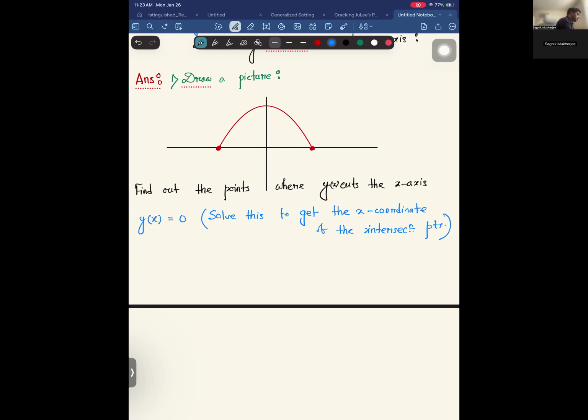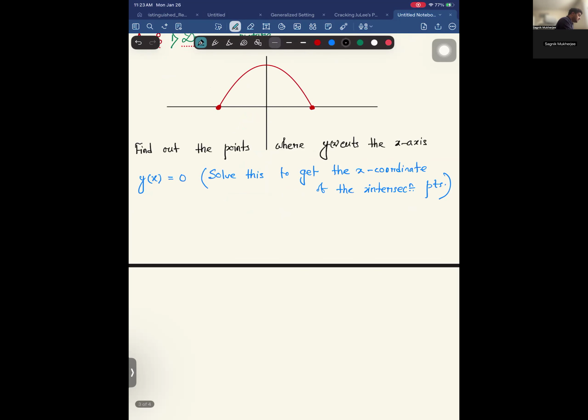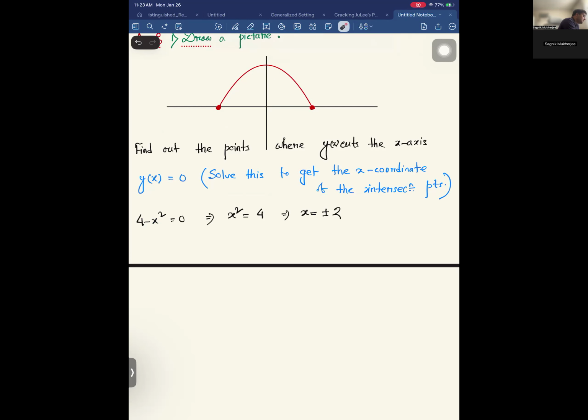Right? So, and how would you do that? In this case, y(x) is 4 minus x squared. So solve this equation. This means x squared is 4. This means x equals plus or minus 2. Right? And why would solving y(x) equals 0 give you the x coordinate? Because you see that at these two points, the y coordinate is actually 0, right? So that is why I was saying, okay, let us find out for what value of x the y of x is 0. Anyway, my point is this point is negative 2 comma 0 and this point is 2 comma 0. Right?